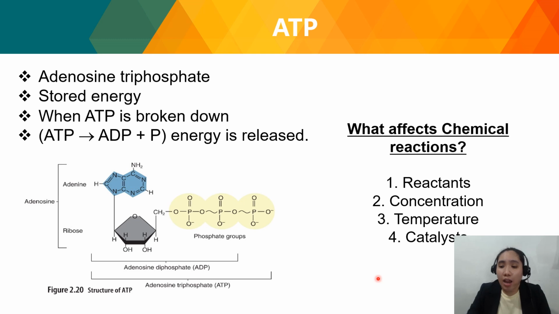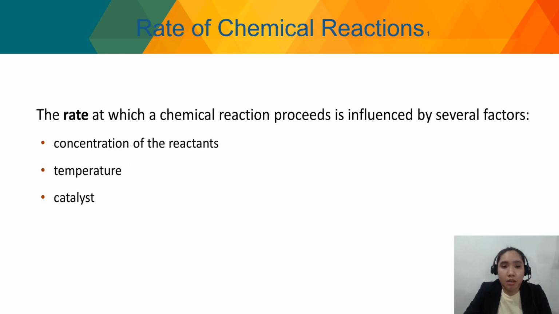So what affects chemical reactions? First you have reactants, of course. Are they positively or negatively charged? Are they single bonded or double bonded? Are they different in forms? You also have your concentration gradient. Temperature is also a factor. And then of course you also have your catalysts, which speed up the metabolism process. So the rate at which a chemical reaction proceeds is influenced by several factors. Again, the concentration of the reactants, the temperature, and your catalyst.